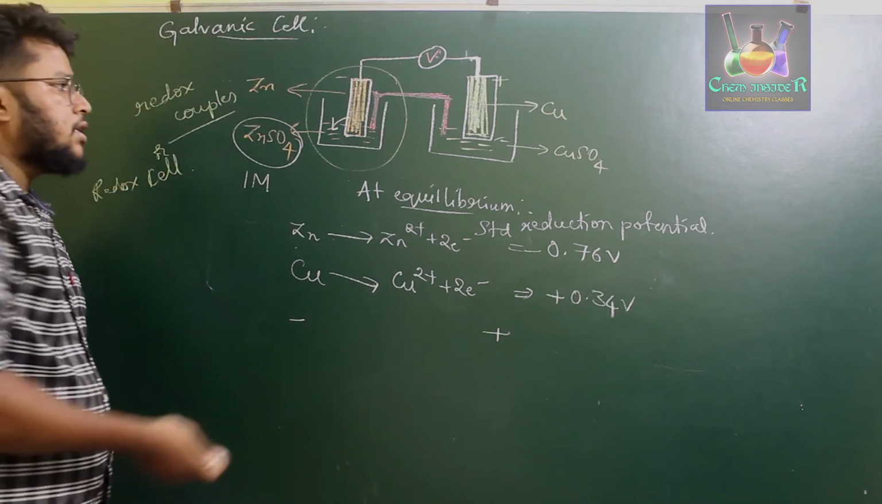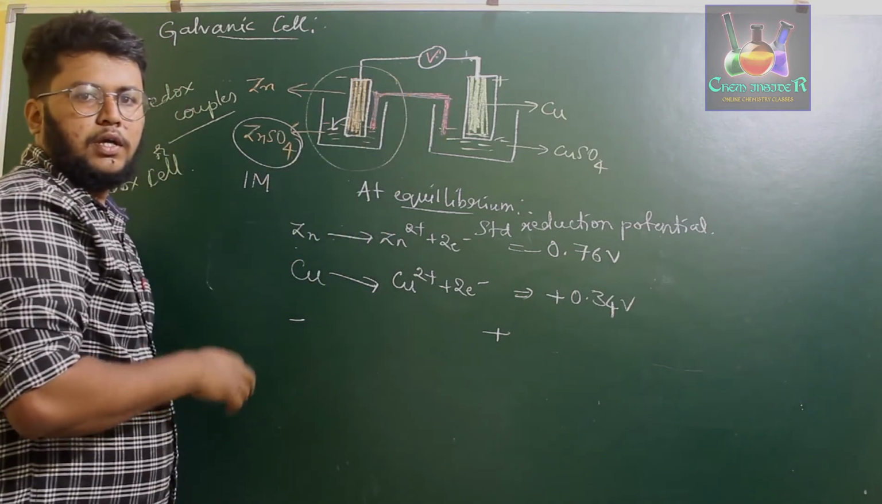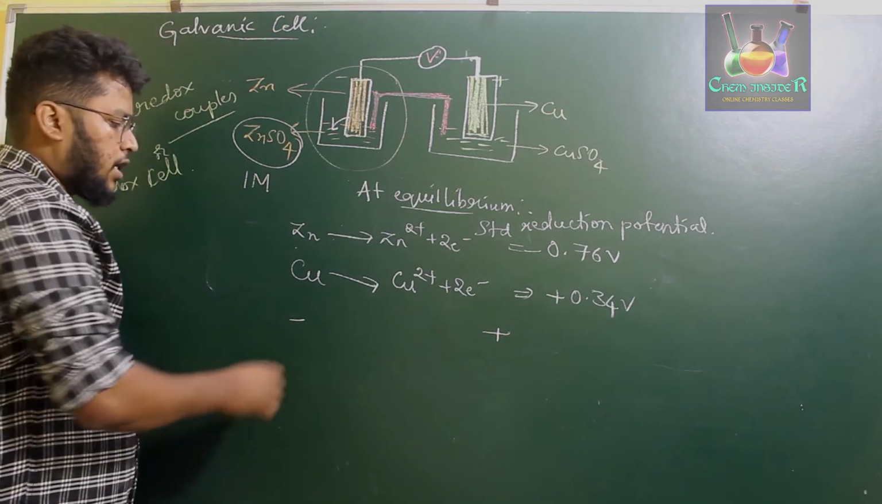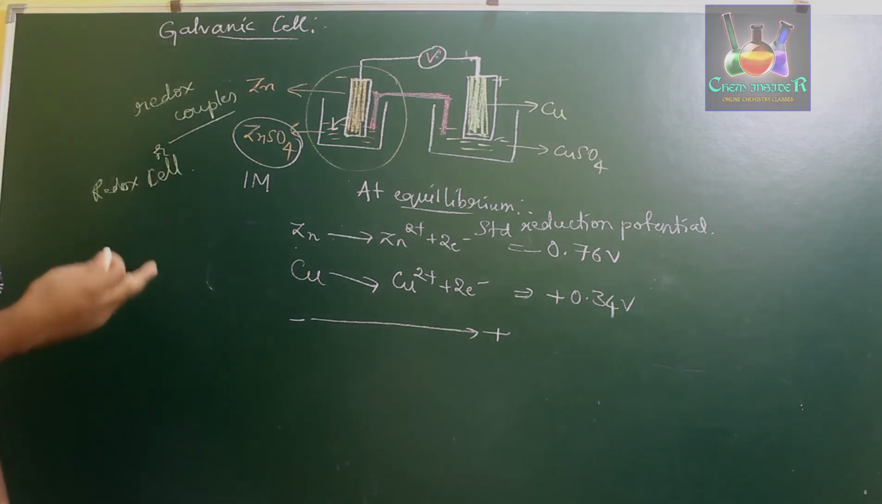So what happens is electrons move from zinc to copper. Therefore, the reaction carries from the negative end to the positive end, so it is from the anode to the cathode.